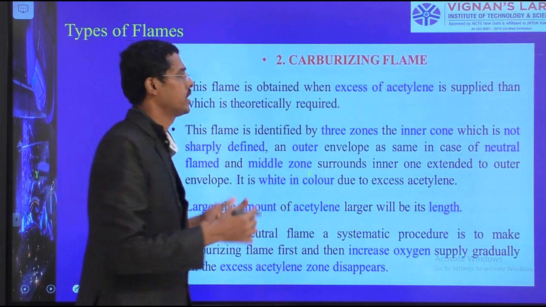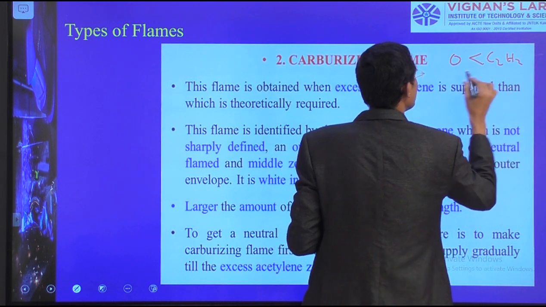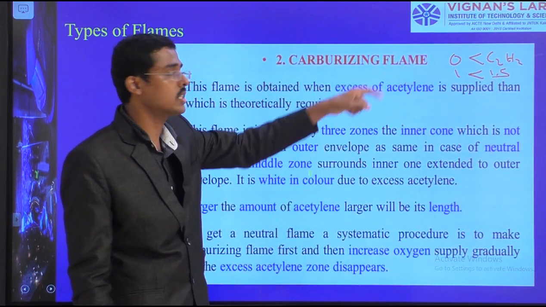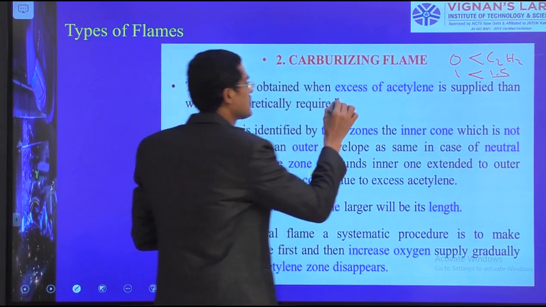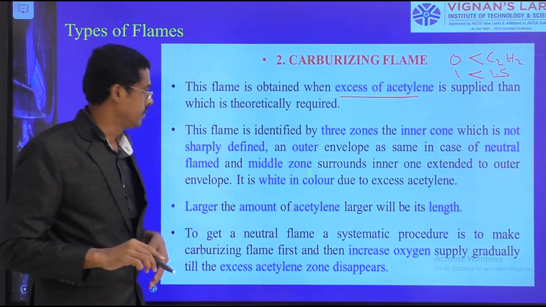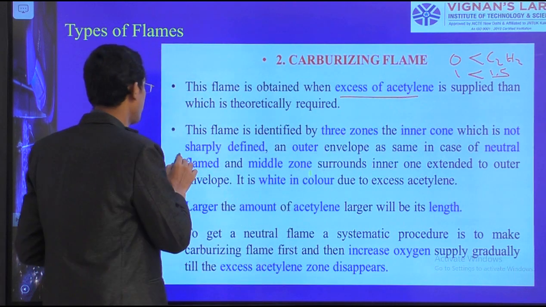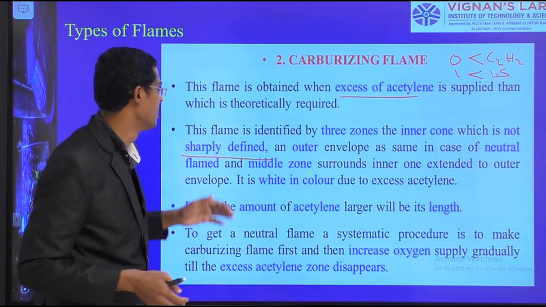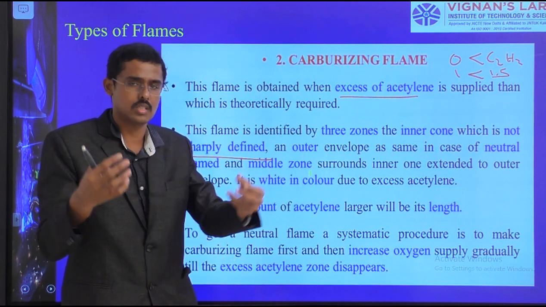Now here, oxygen is less than C2H2, that is 1 compared to 1.5, so acetylene is extra. Carburizing is used for heat treatment processes, not cutting. This flame is obtained when acetylene is supplied in excess of what is theoretically required. It is identified by 3 zones. The inner cone is not sharply defined, with no more heat, only heat treatment. The outer envelope is the same as in the neutral flame, long and at a uniform 1260 degrees.